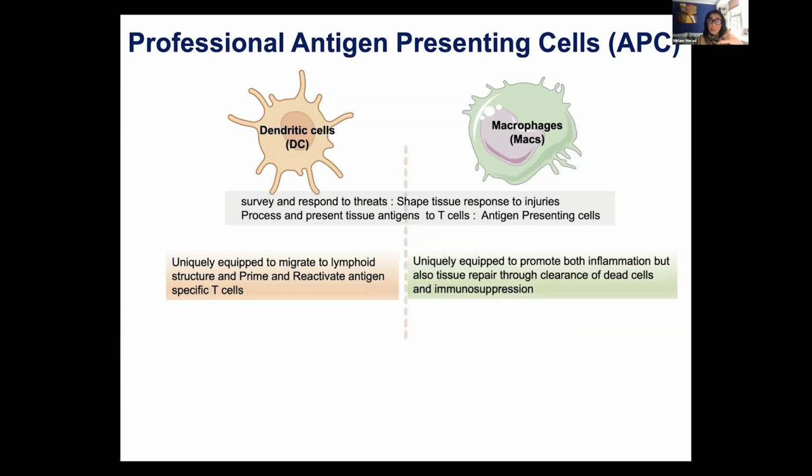Macrophages, though, are much more primitive cells which are equipped to promote inflammation, like DCs. If they sense something, they release an inflammatory molecule. But most of their equipment is directed towards tissue clearance, clearance of threats, microbes, damaged cells, but also tissue repair, right? And they do all of these.